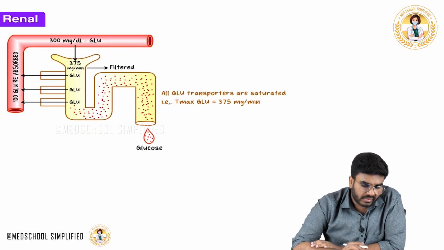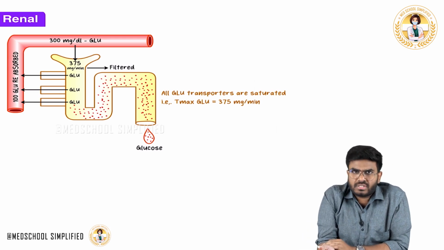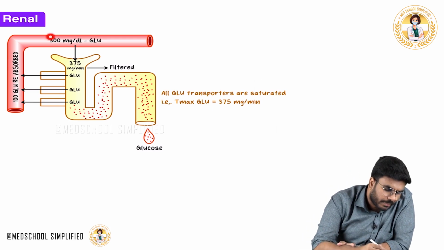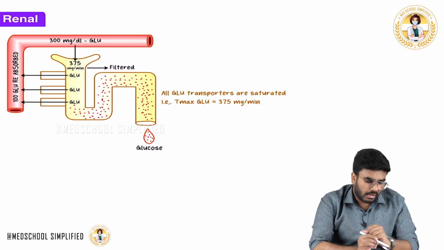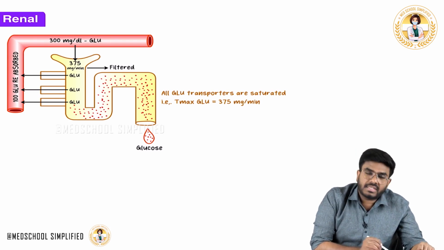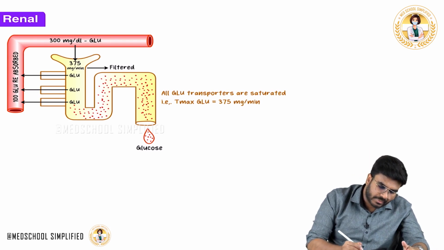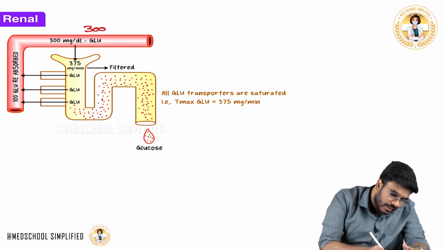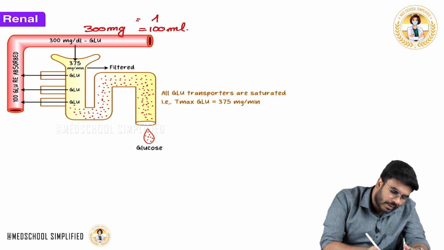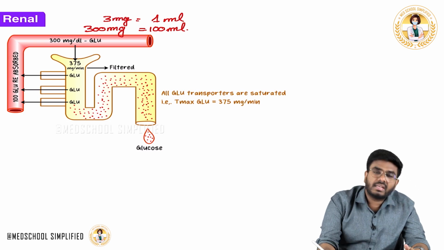Now after this, let's take a more severe condition, where the plasma glucose concentration is going to 300 milligrams per deciliter. 300 milligrams per deciliter means how much? 300 milligrams of glucose is present in 100 ml of blood. So 1 ml of blood contains 3 milligrams.